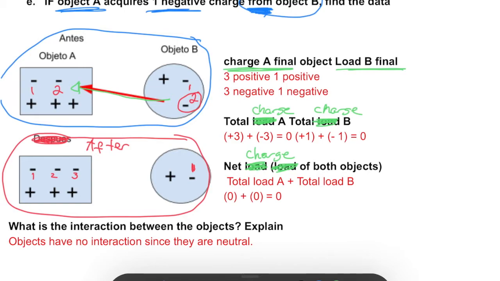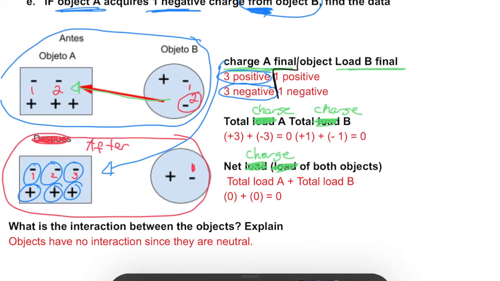Now, let's go. Charge area final is this one. We're going to look right here in the after. We have 1, 2, 3 negative. That is right here. And we have 1, 2, 3 positive. That is right here. That means for object A, we have 3 negative and 3 positive. Okay? Now, for object B, we have 1 positive and also 1 what? Negative. And that's why we have here 1 positive and 1 negative.